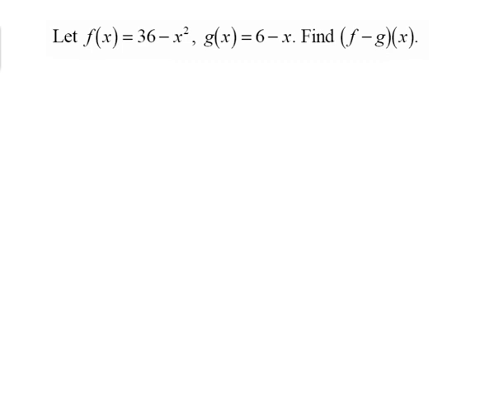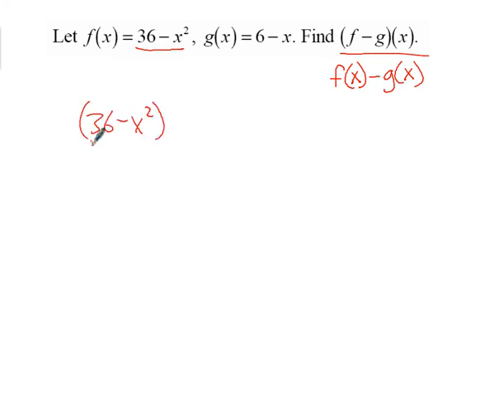Let's take a look at the next one. The next one is f minus g of x, or you might see it written f of x minus g of x. Let's take a look. 36 minus x squared, I'm going to put that in parentheses, minus, this is g of x, 6 minus x. The trick here is that there is no associative property for subtraction. You have to change it to addition before you can drop the parentheses.